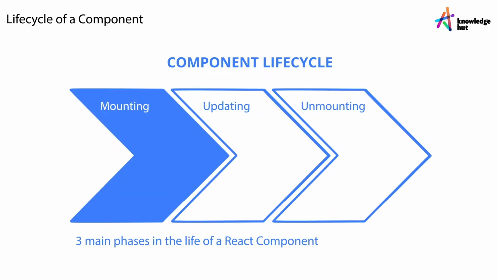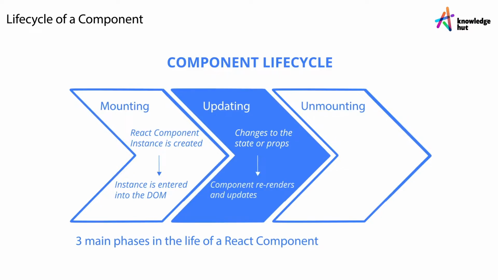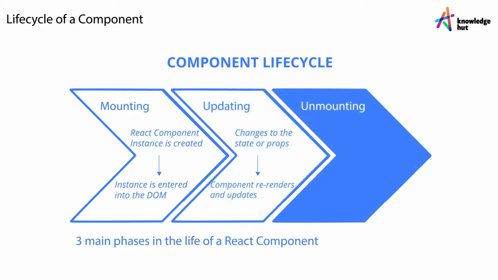The mounting phase begins when a React component instance is created and ends when it is inserted into the DOM. Once the component is rendered into the DOM, the component goes through the next phase where there are changes to state or props. This is aptly known as the updating phase because the component re-renders and updates. The last and final phase is the unmounting phase, following which the component is removed from the DOM.